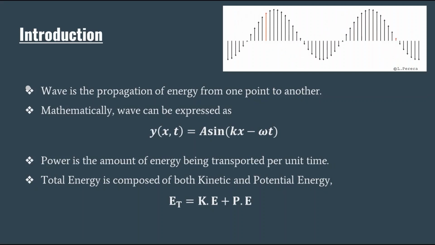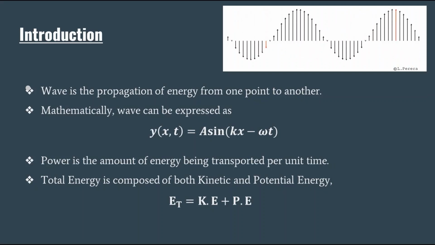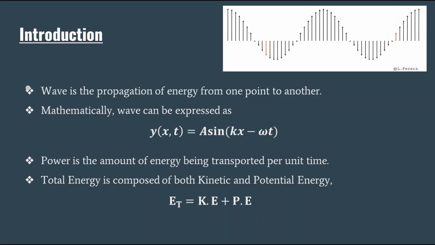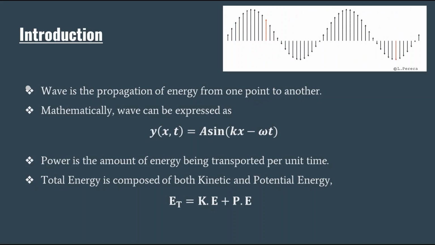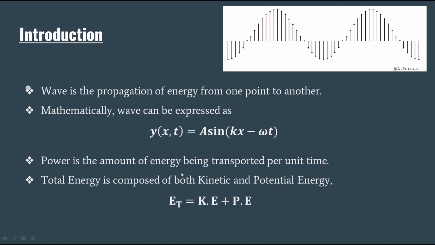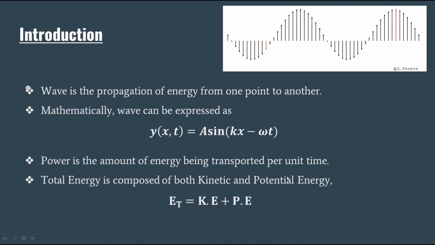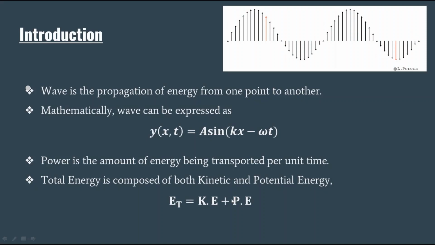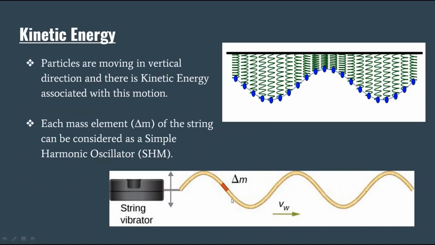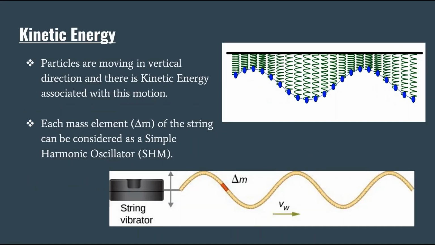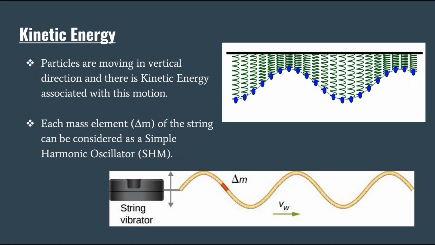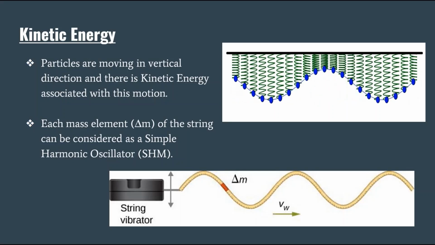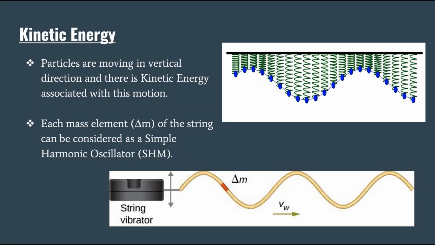As we all know, power is the amount of energy being transported per unit time. The total energy is composed of both kinetic and potential energy. That is, E_total = KE + PE. Now let's move on to the kinetic energy of the wave. Kinetic energy is the energy due to the motion of the particle.